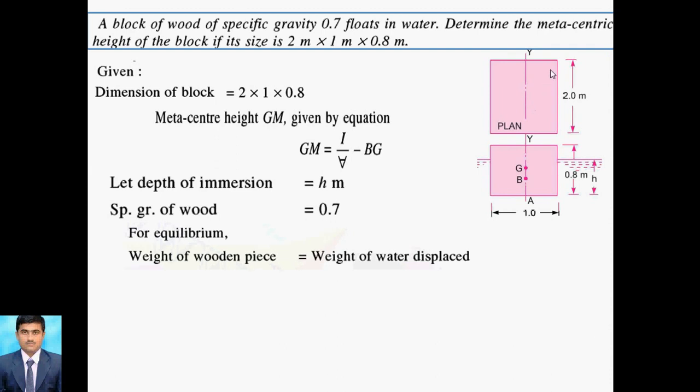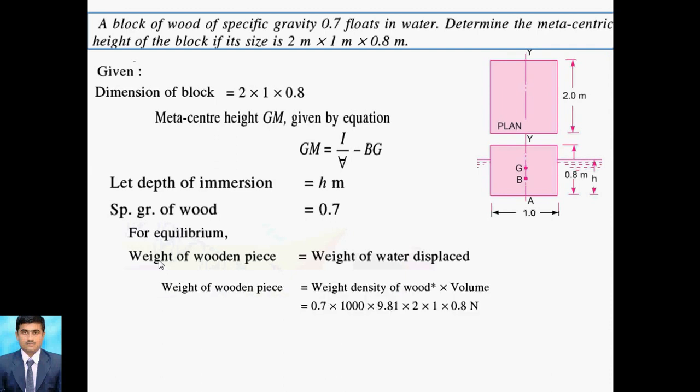Weight of the wooden piece is nothing but, in terms of specific weight, specific weight is equal to weight upon volume. So weight is nothing but specific weight into volume. That's why it is mentioned here: specific weight, or weight density, into volume. The specific gravity is 0.7.